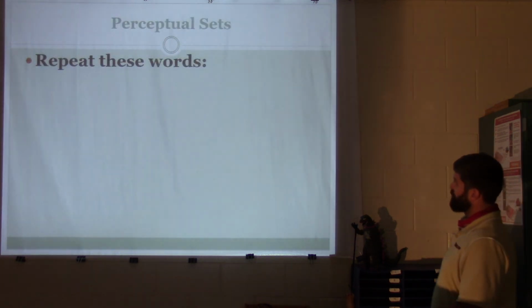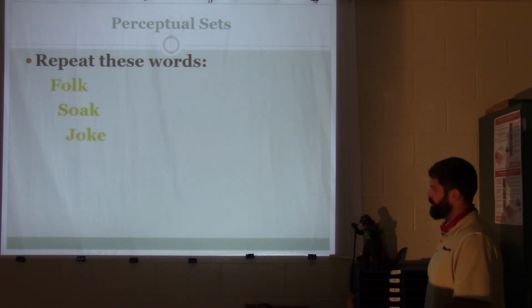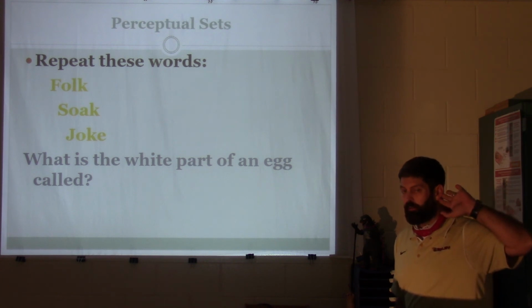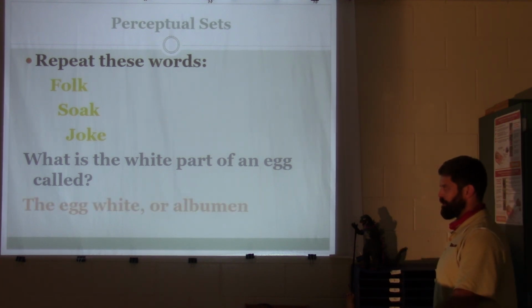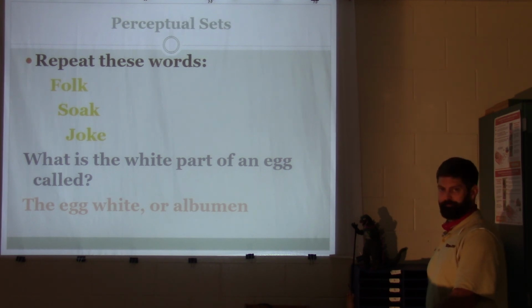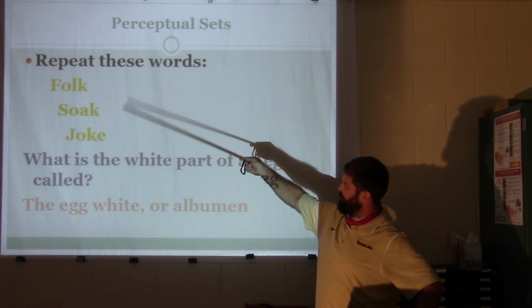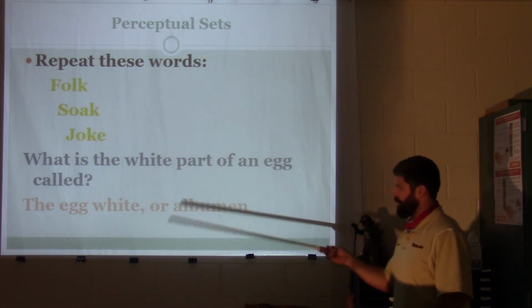Okay, here we go. Repeat these words. Folk, soak, joke. What is the white part of an egg called? No, it's not yolk. It's called the egg white, or the albumen. That's called priming. I primed you to say that, right? I gave you yellow, and then folk, soak, joke, all rhyming with yolk.